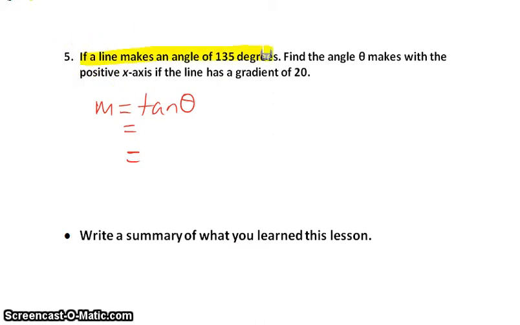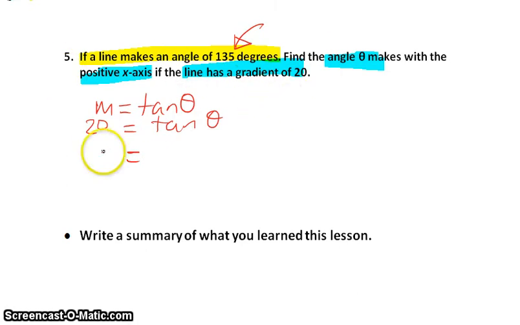It says if a line makes an angle of 135 degrees, find the angle theta makes with the positive x-axis if the line has a gradient of 20. Okay, so this time there's a bit of this information here. Not sure how helpful that is. Okay, let's have a think. So it's telling us the gradient's 20 and they want us to find theta.